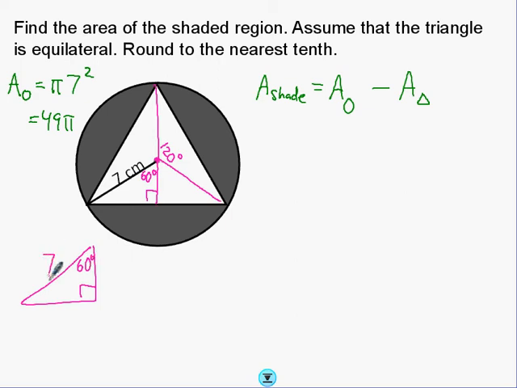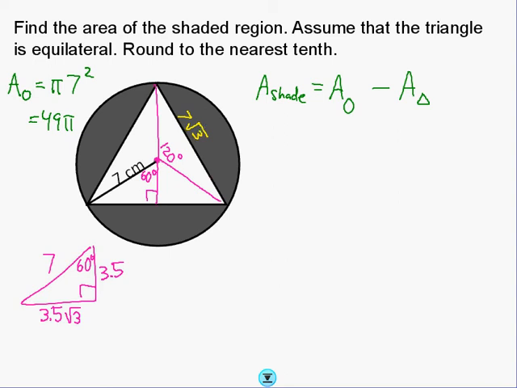The hypotenuse is 7. Well, the short leg is half of the hypotenuse, so the short leg is 3.5. And the long leg is the short leg times the square root of 3. So if this one short leg is 3.5 square root of 3, then hopefully you can see that the entire length of the side is going to be twice that. Twice 3.5 is 7. So this is 7 square root of 3.